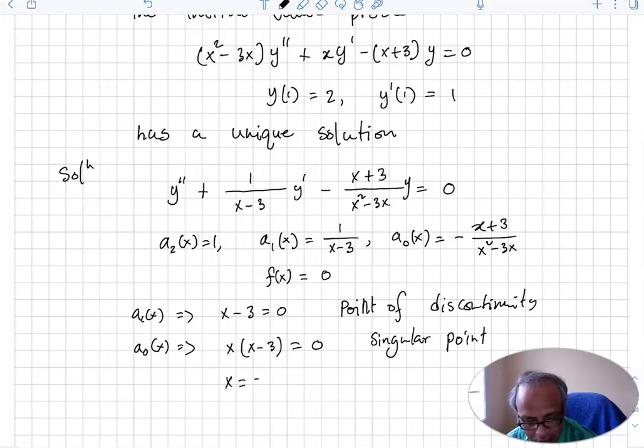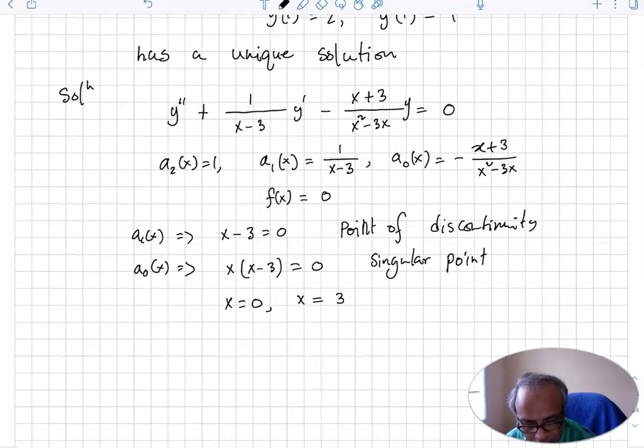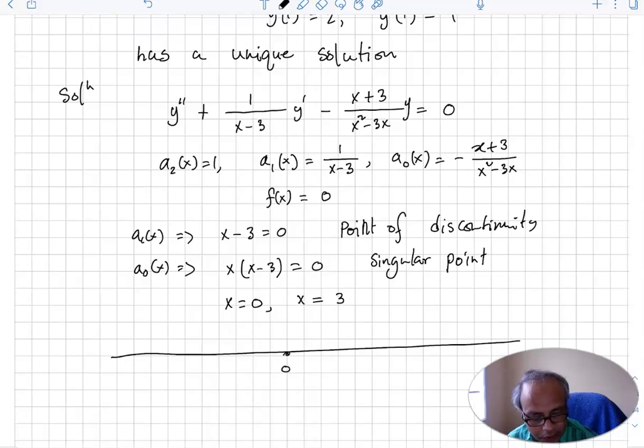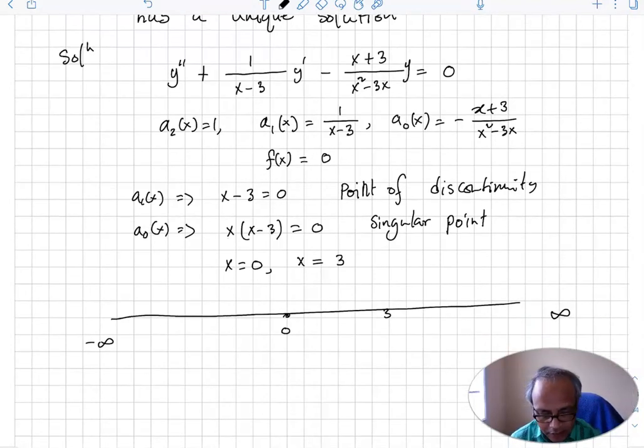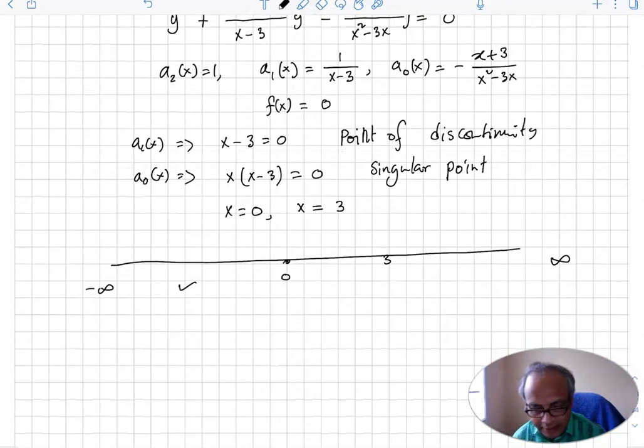So you have x equal to 0, x equal to 3, there are two singular points. So you look at the real line, 0 to 3. So you have three intervals: from negative infinity to 0, 0 to 3, 3 to infinity, and you want to find the largest interval where the solution is unique. And if you compare those three intervals, negative infinity to 0 is larger than 0 to 3, 0 to 3 is smaller than 3 to infinity. So negative infinity to 0 is the largest interval.